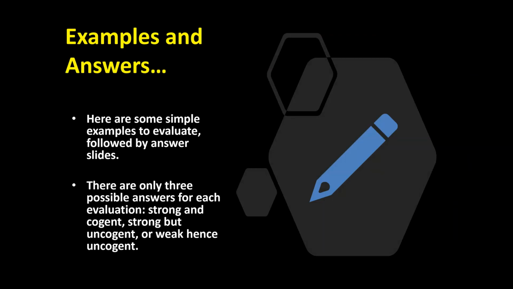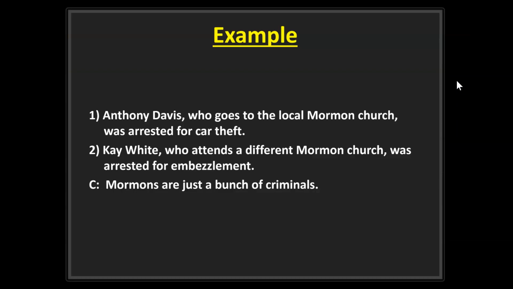Okay, so here are some examples and answer slides, and we'll pause so that you can reflect a little while we're going through. Anthony Davis, who goes to the local Mormon church, was arrested for car theft. Kay White, who attends a different Mormon church, was arrested for embezzlement. Conclusion: Mormons are just a bunch of criminals.